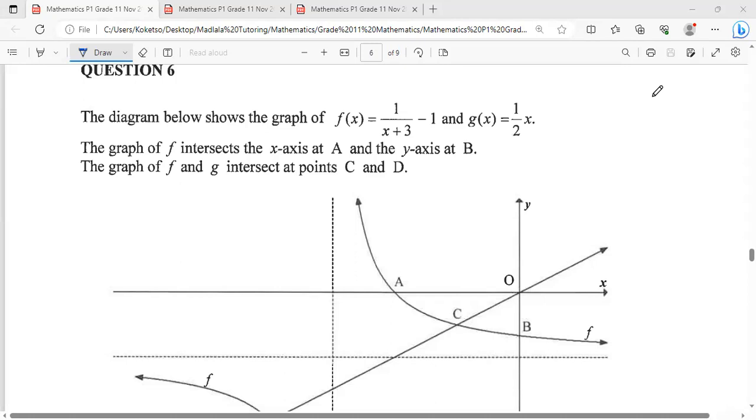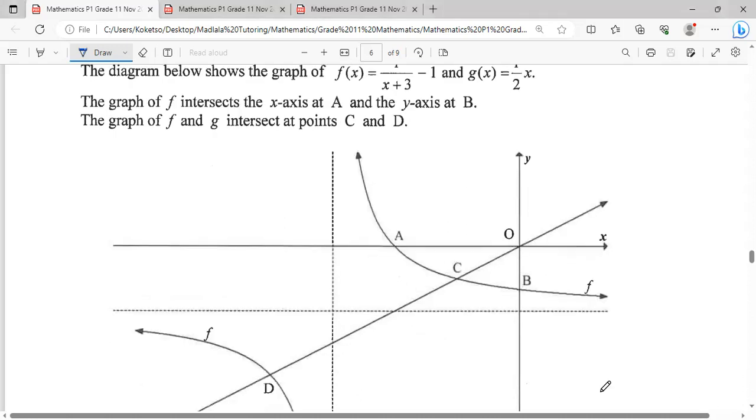So meaning A is the x-intercept and the y-axis at B. B is the y-intercept. They further tell us that the graph of f and the graph of g, they intersect at C and D like that.